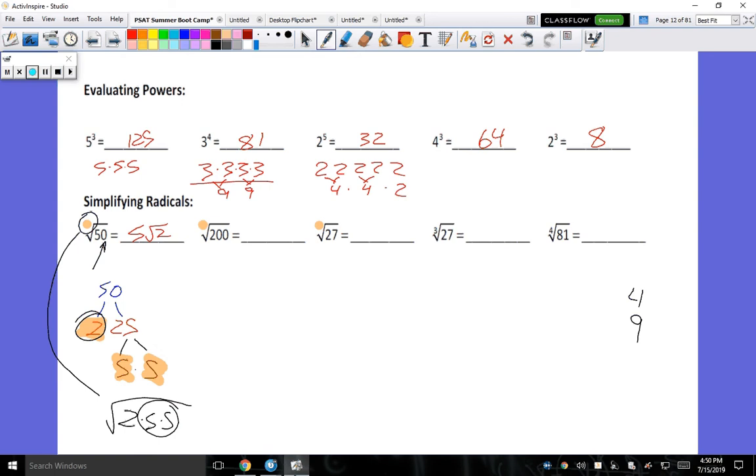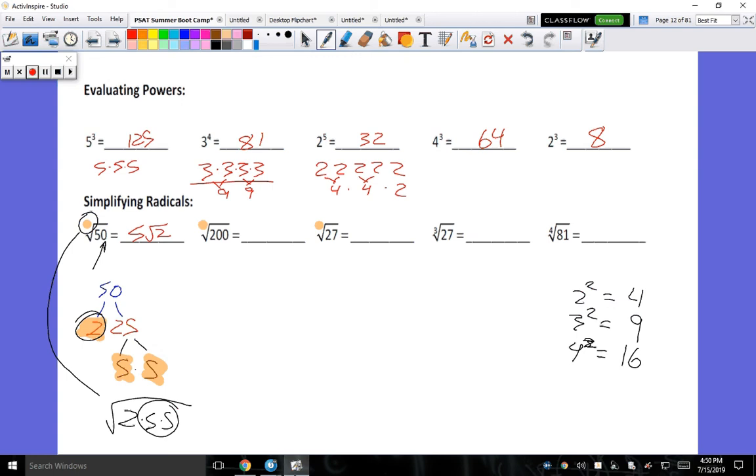What would be the next number? 16. Why am I doing this? Because these are squares. And if I can look at the squares, I know that this 4 will come out as a 2, this 9 will come out as a 3, so on and so forth, because I'm talking about square roots. Y'all with me?